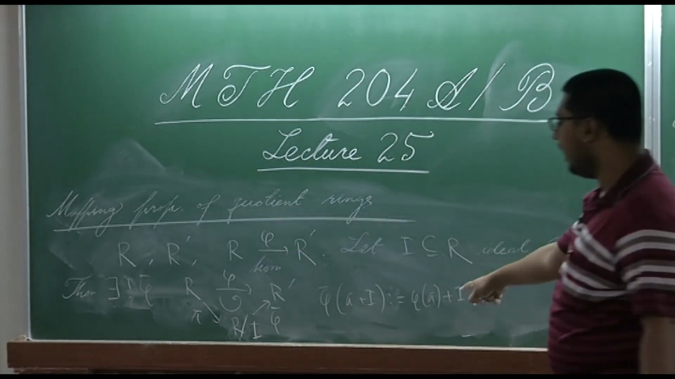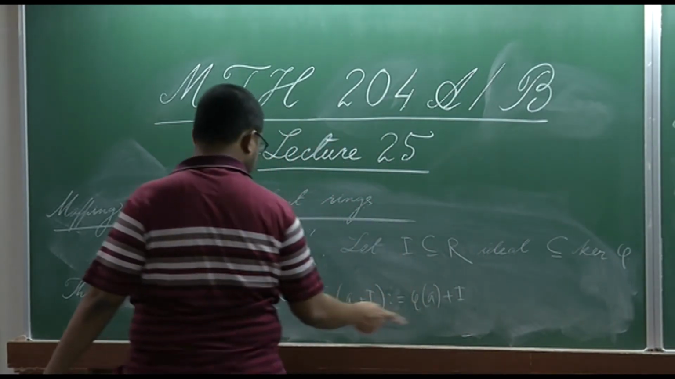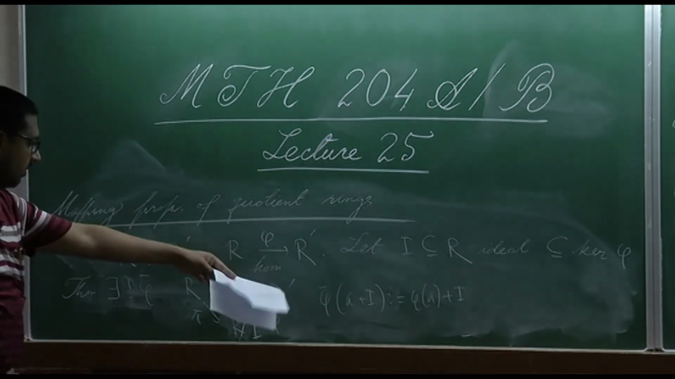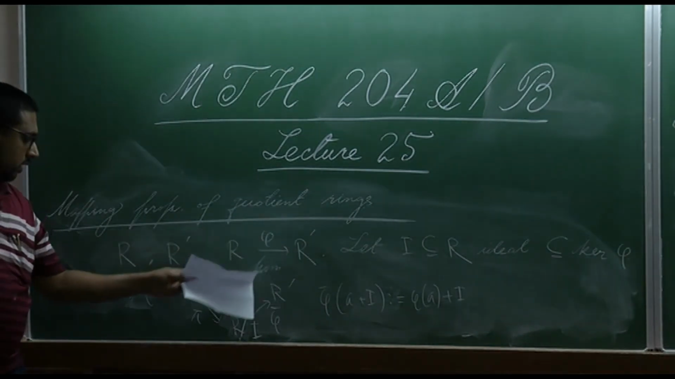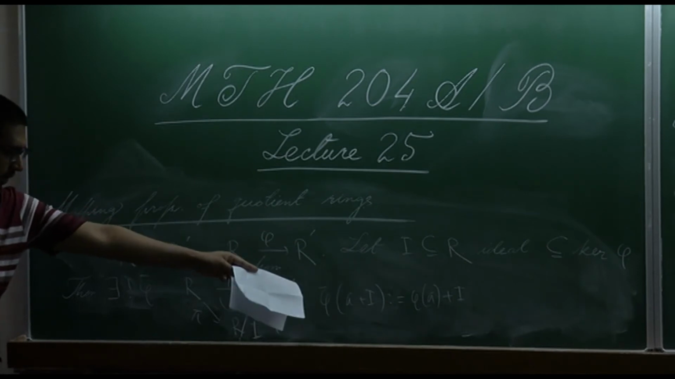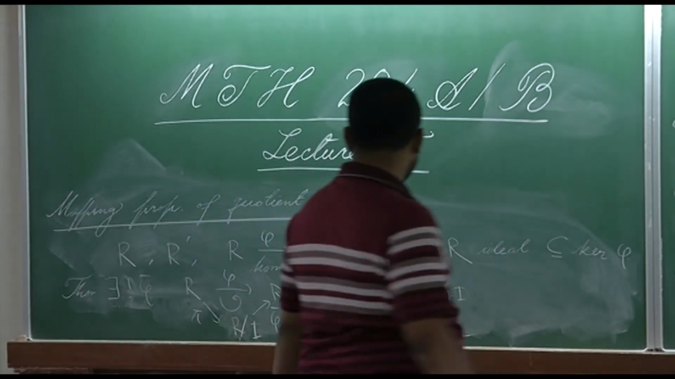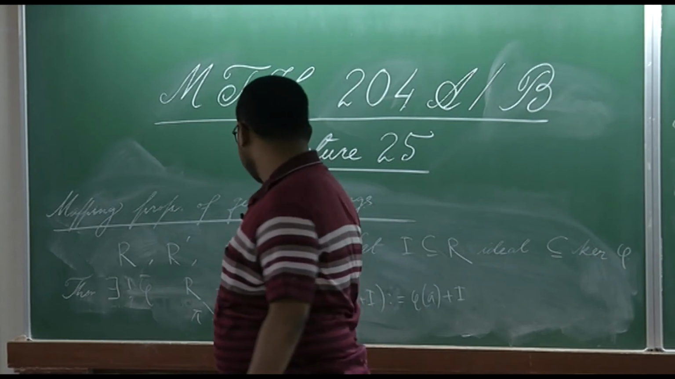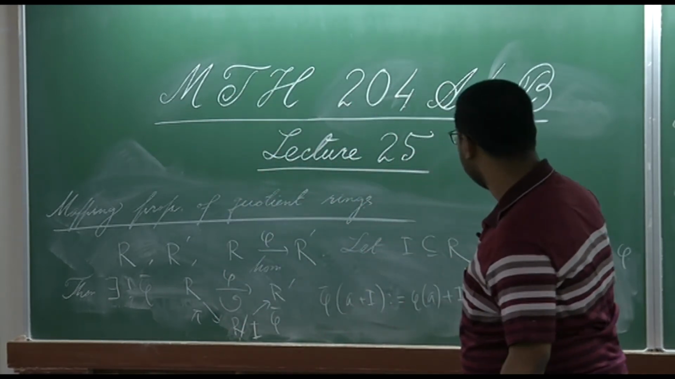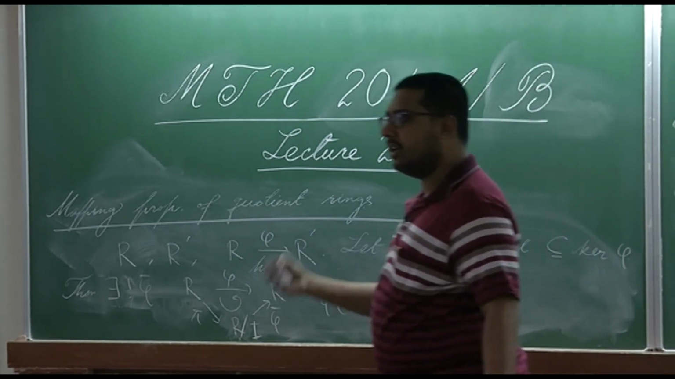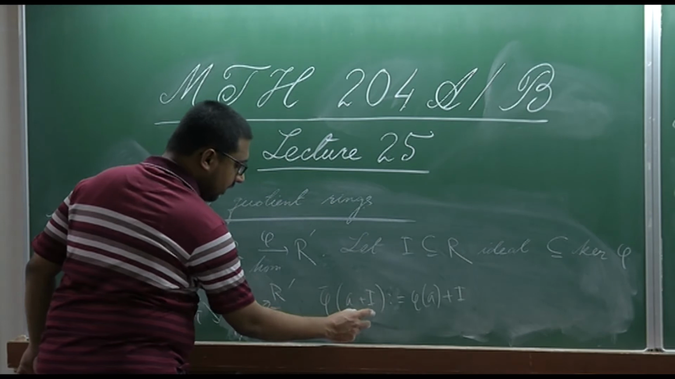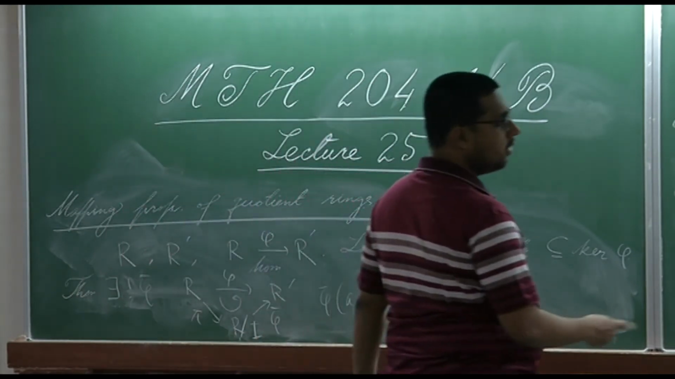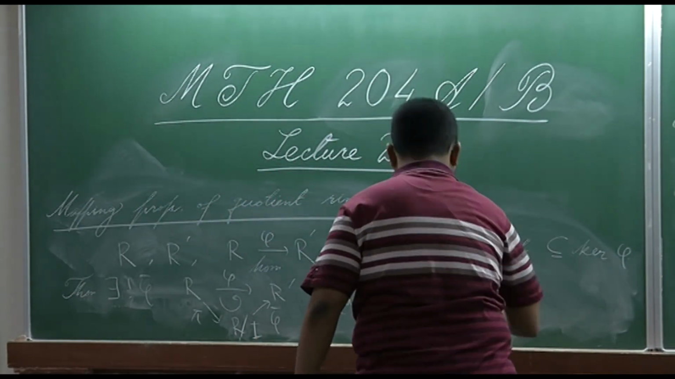Now it is easy to check that this homomorphism is first of all well defined, and since phi is a homomorphism, we can immediately check that this phi bar is also a homomorphism. Now the question is, when is this phi bar going to be 1-1? If something lies in the kernel, then that means phi a has to be inside I.